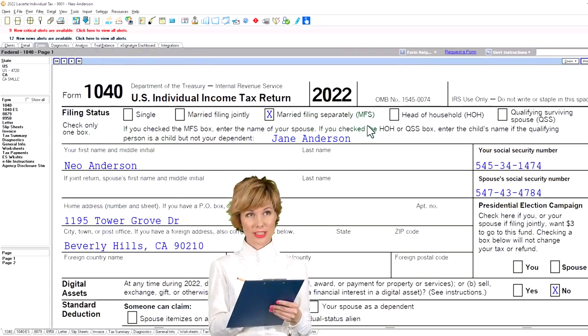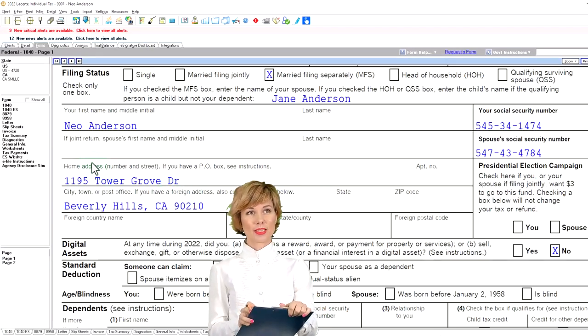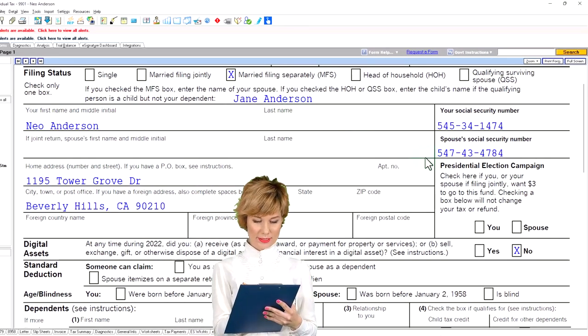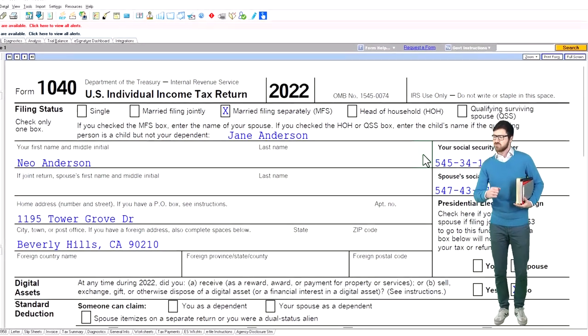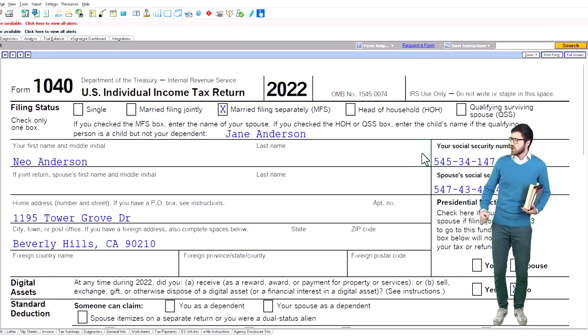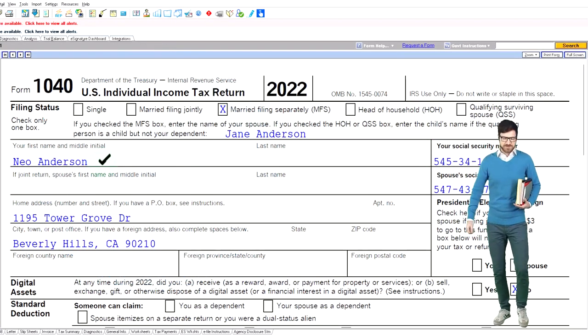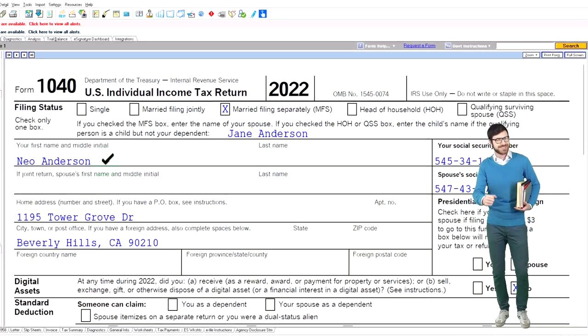Now we've got the married filing separate status, and down below we don't have the spouse located here, but rather, up top to indicate the other factor involved, we've got the social security number here. So obviously from the IRS's perspective, if this spouse was filing married filing separate, they would expect that the other spouse would also be filing that way. So you would think they would expect to have another return.